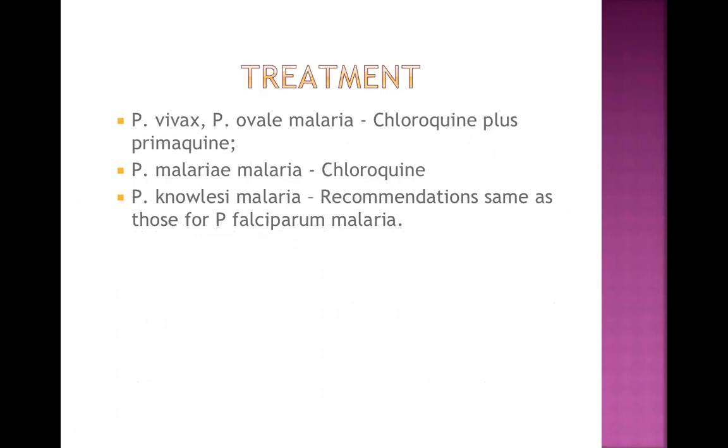In Plasmodium vivax and ovale malaria, chloroquine must be combined with primaquine. Now, a common question would be asked here: why primaquine? Why is chloroquine alone not enough? The answer is, in vivax and ovale malaria, there is a high chance of hypnozoite formation inside the liver. Those hypnozoites are responsible for relapse of malaria later on. So, to kill those hypnozoite stages, you must use primaquine for almost 14 days. In Plasmodium malariae, chloroquine alone may be enough, and in Plasmodium knowlesi, recommendations are the same as those for Plasmodium falciparum because it is considered a severe type of malaria.